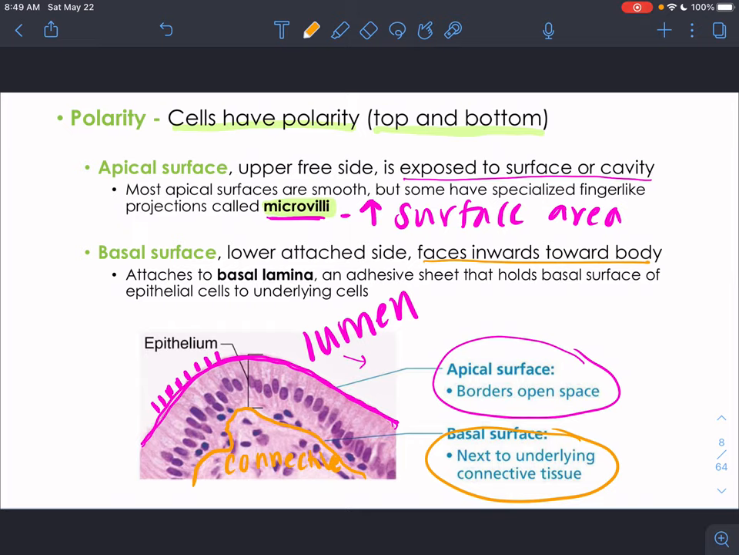So on the bottom of all epithelial tissue, you're going to find a layer of connective tissue holding it up. If you see the line between the nicely arranged cells where you can see the nuclei and everything, and then kind of this mass of tissue that doesn't look like individual cells, that's connective tissue on the bottom there, okay? And the basal surface of the epithelial tissue connects to the connective tissue. All right, so it attaches to the basal lamina, which is an adhesive sheet that holds the basal surface of epithelial tissue to cells.